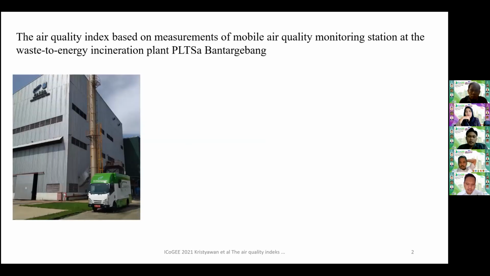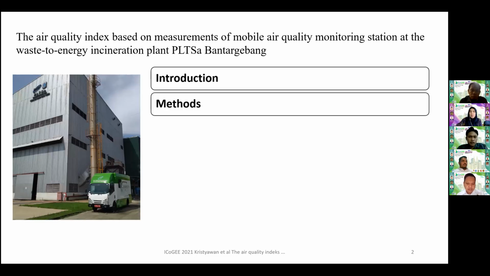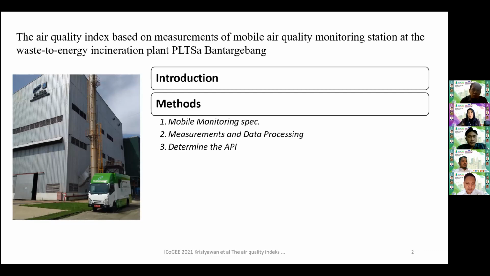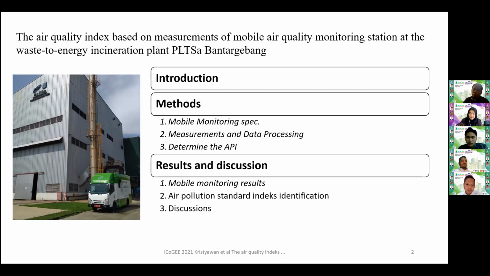In my presentation, first I would like to introduce why we do this kind of research, and also I will describe the methods that we use, the mobile monitoring that we use, the measurement and data processing, and also how we can determine the air pollution index. And for the results, I will show the mobile monitoring result, the calculation of the air pollution standard index, and also we will discuss some of them using the results.